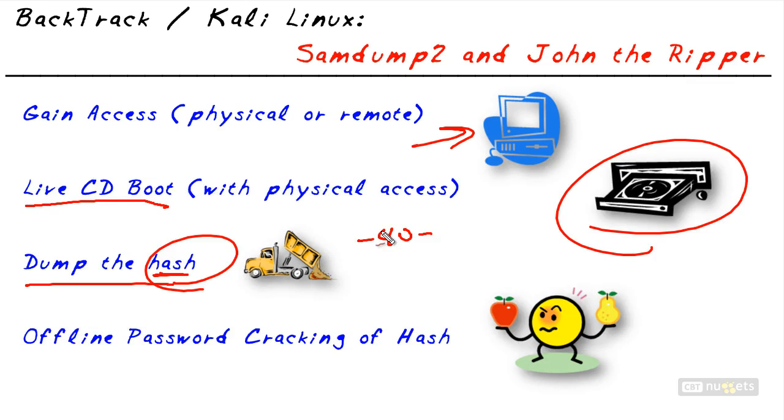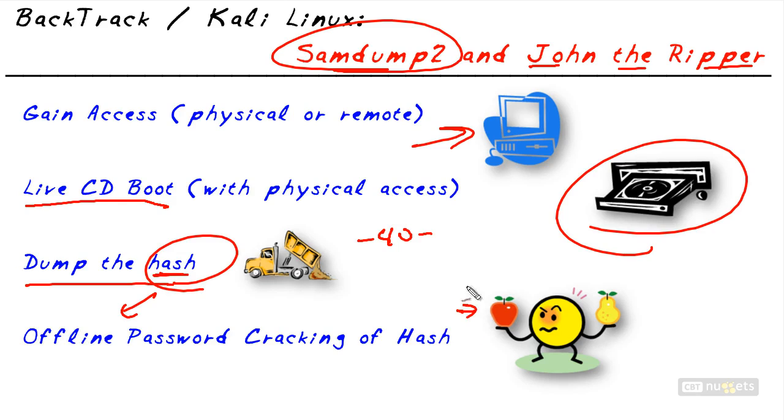However, once we dump that hash, we take a copy of it, we then go offline and we use a password cracking tool such as John the Ripper. So a tool that would actually dump the actual hashes would be like SamDump2, part of Backtrack and Kali. And we also have John the Ripper, one of many tools that we can use to go ahead and try to crack that password.